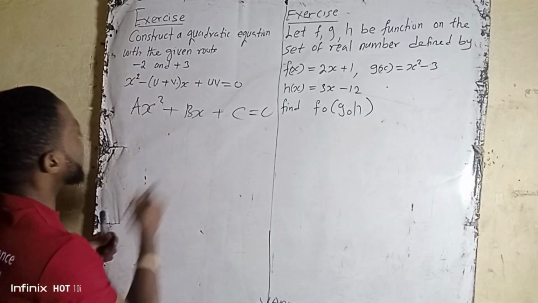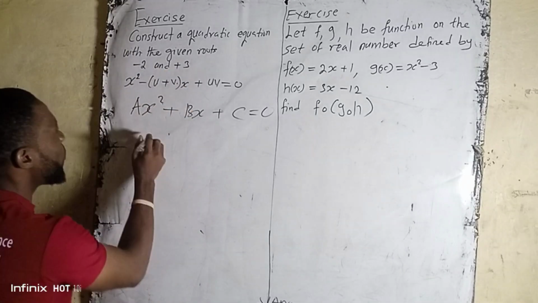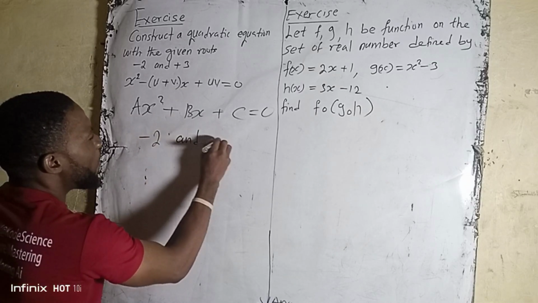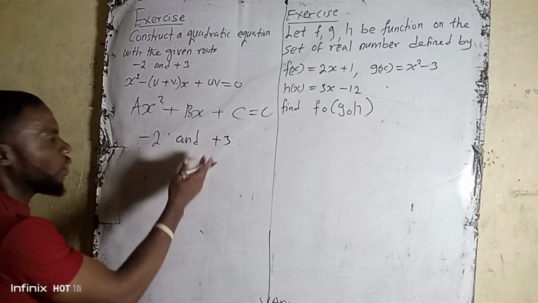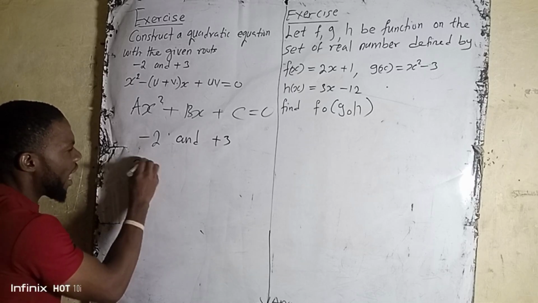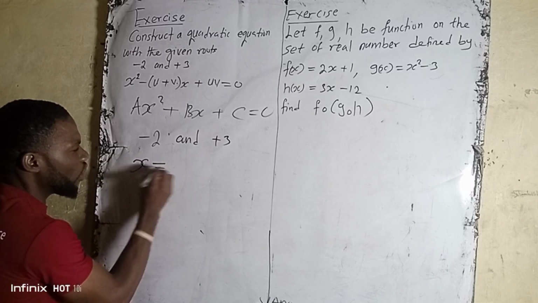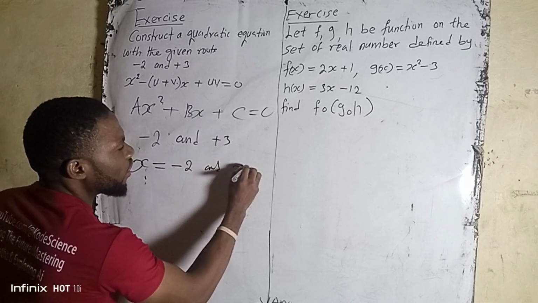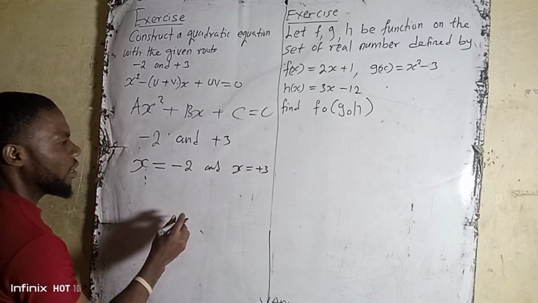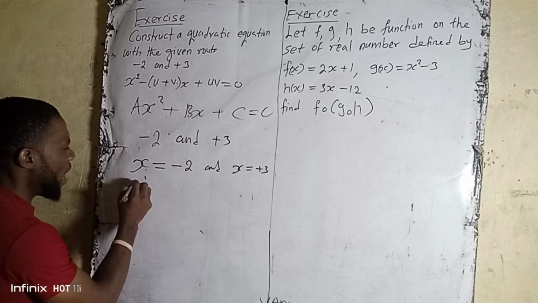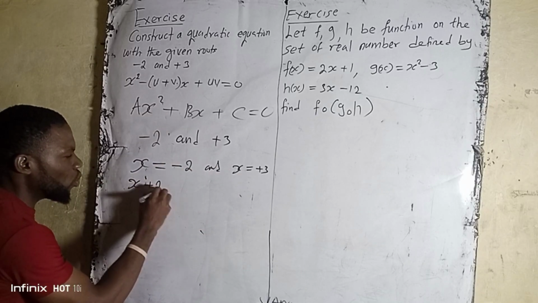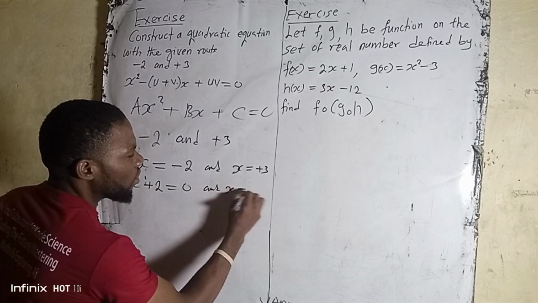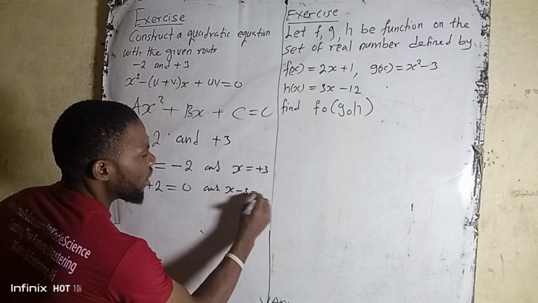Meaning, if I'm given these particular roots of the equation, we have minus 2 and plus 3. I can make this minus 2 and plus 3 into equations. Meaning, I can say x is equal to minus 2 and x is equal to plus 3. This is an equation now. So we have it as x plus 2 is equal to 0, and also x minus 3 is equal to 0.